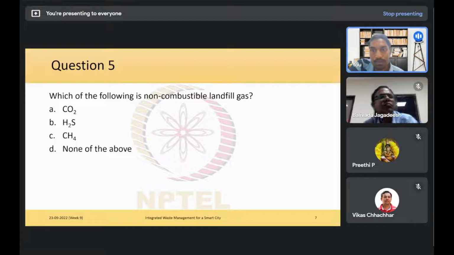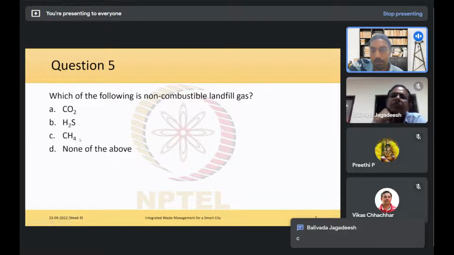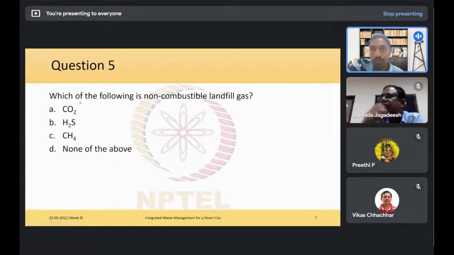On the other hand, hydrogen sulfide and methane both are combustible. They have the potential to be oxidized if the conditions are right. If there is oxygen present and you provide an ignition, they can combust and get oxidized, whereas carbon dioxide is already in an oxidized form. Therefore, out of these options, carbon dioxide is the non-combustible gas because it's already oxidized. Therefore, the right option is option A.